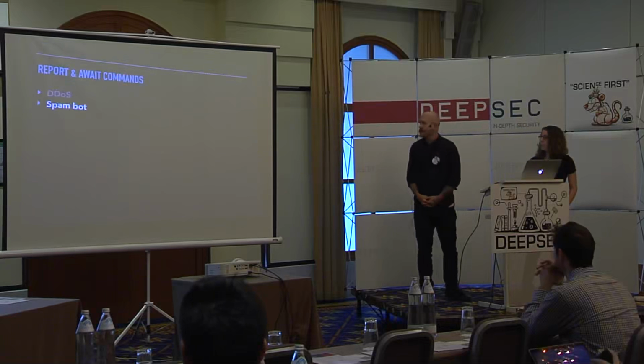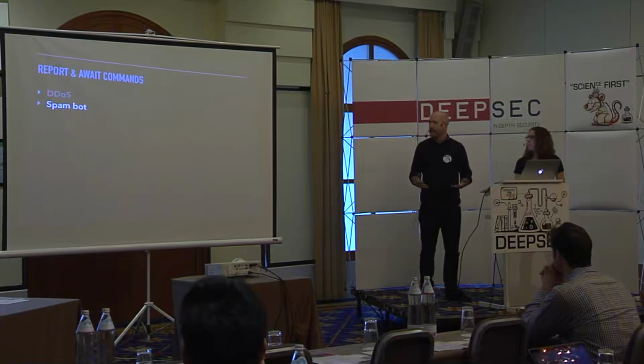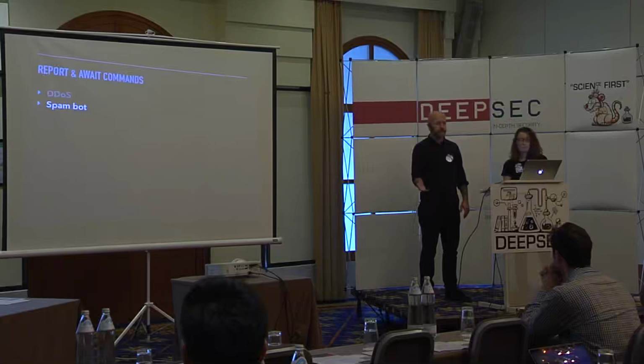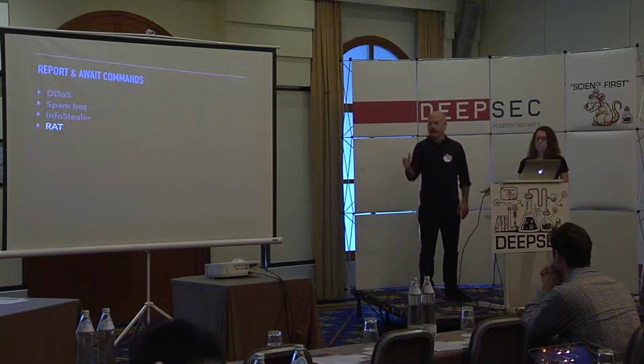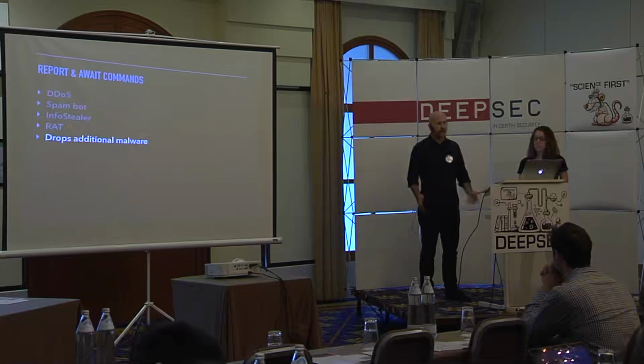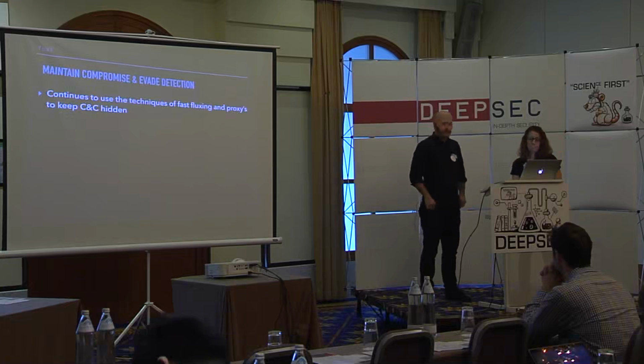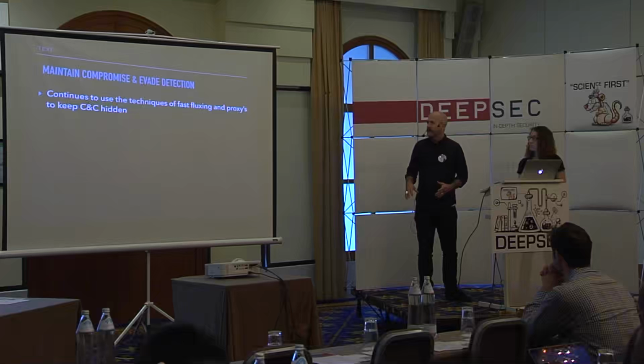In that case, you might see those systems being used for DDoS attempts, which are the most common or widespread use, or as a spam bot to send out additional malware for additional infection, or as an info stealer like a banking Trojan, or a RAT, remote access Trojan, so they can gain access to a system and do whatever they want. It also drops additional malware. And at that point, this is just general malware analysis.